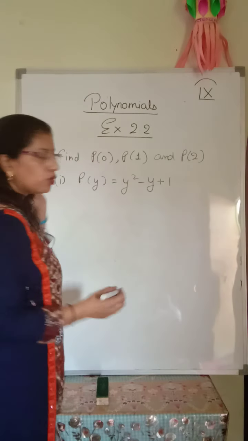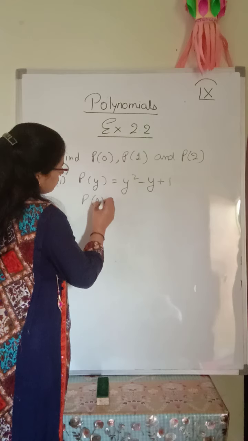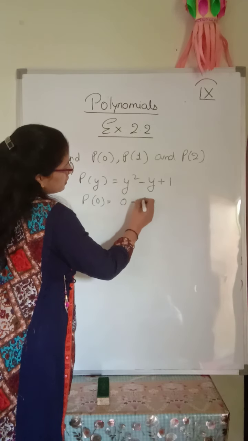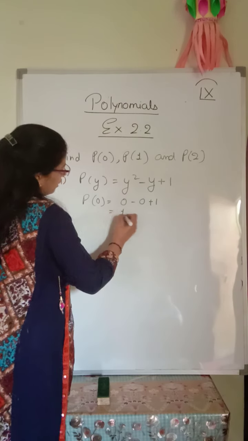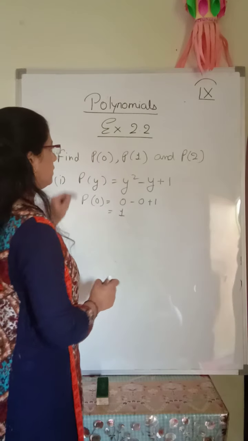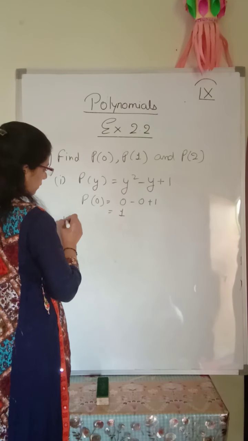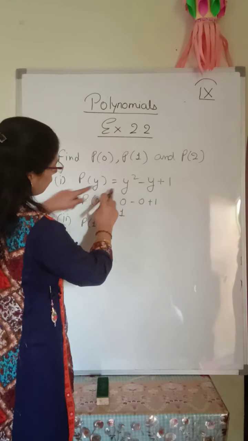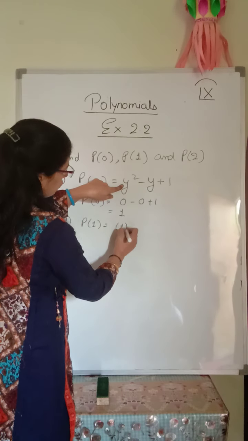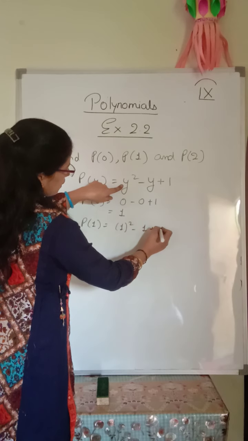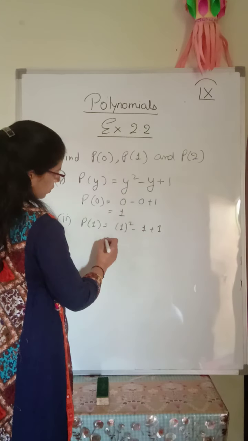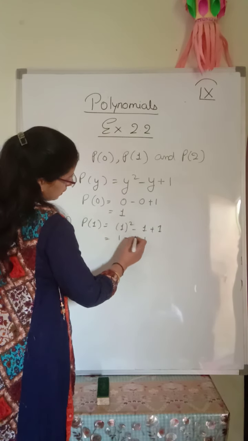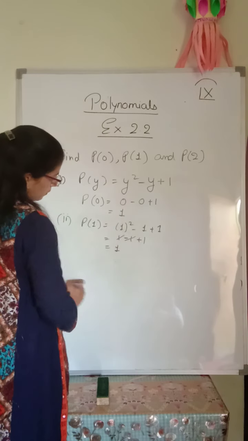Put y equals 0 in p of y. So 0 minus 0 plus 1, this will become 1. So p at 0 is 1. Then same polynomial I have to put for p of 1. So in the place of this y, 1 square minus 1 plus 1. So that means 1 minus 1 plus 1, these two cancel out, the value becomes 1.